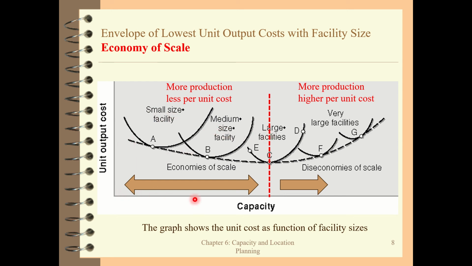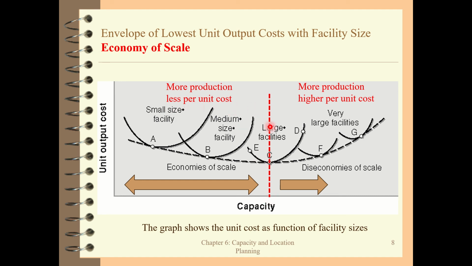For the economy of scale, it means that whenever you increase the capacity of the system, the unit cost will be decreased. The unit cost of the product will be decreased. The more production, the less per unit cost.